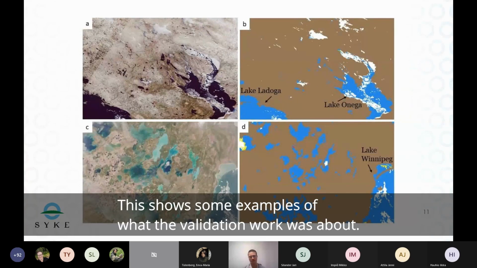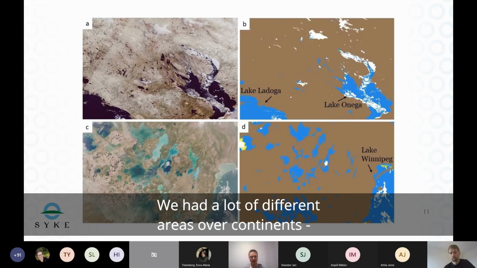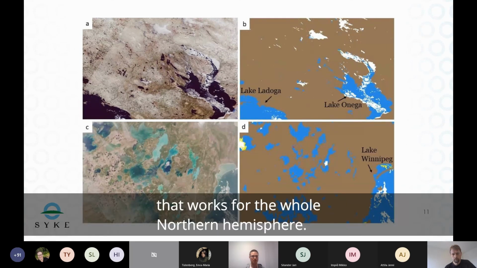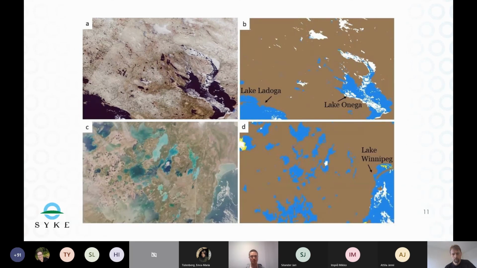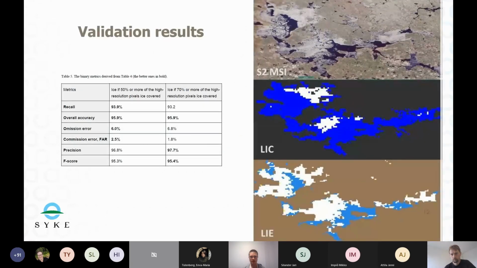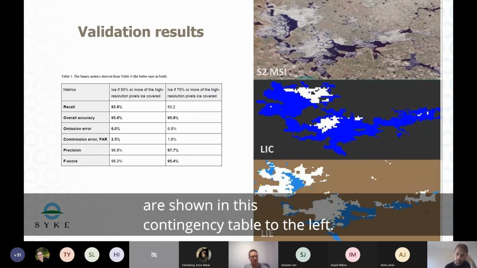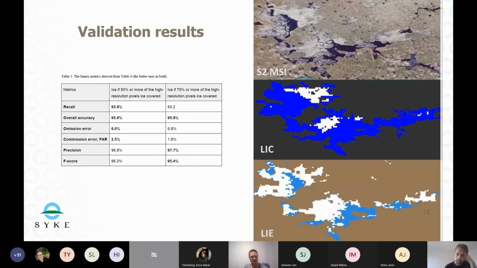This shows some examples of what the validation work was about. We had a lot of different areas in all continents because our aim is to create a product that works for the northern hemisphere as a whole. And some of the results from the validation are shown in this contingency table to the left.